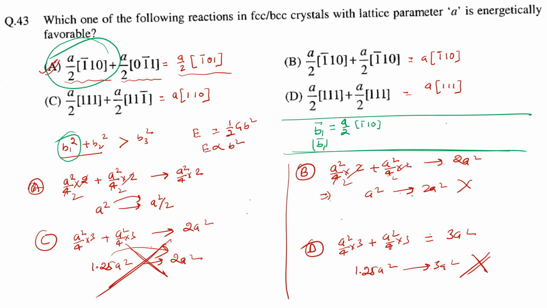modulus of b1 will be equal to, I just want to write this modulus of b, then it will be a by 2, and here it will be in a root form. So root of 1 plus 1 plus 0, so a by 2 root 2. So similarly we are finding this b square, so it will be a square by 4 into 2. Okay guys, so this is the method.